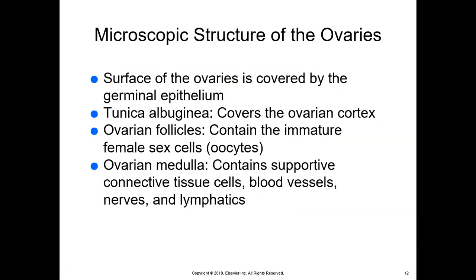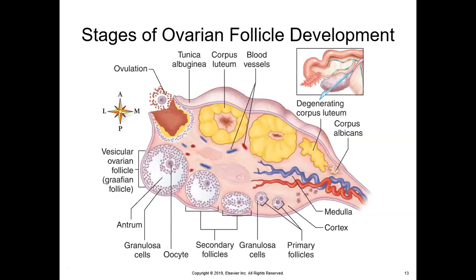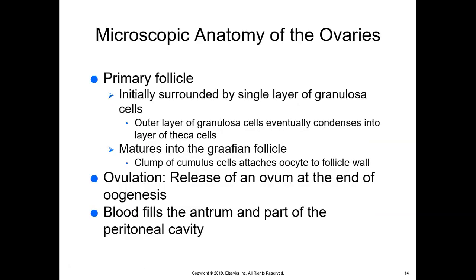So we won't worry about the microscopic structure of the ovaries, but you can look through those if you want. Here's the microscopic features. This is microscopic as well. But ovulation, know that ovulation is release of an ovum at the end of oogenesis. So ovulation is when the egg is released from the ovary.